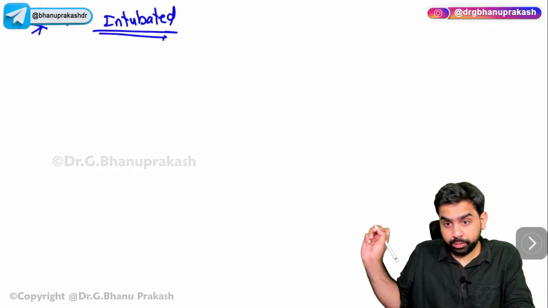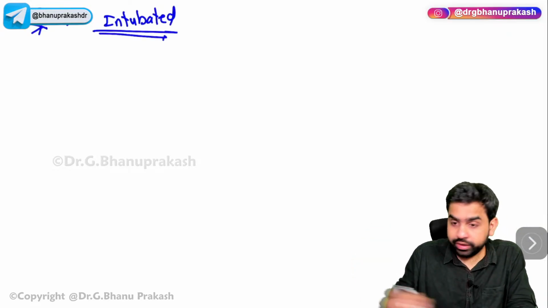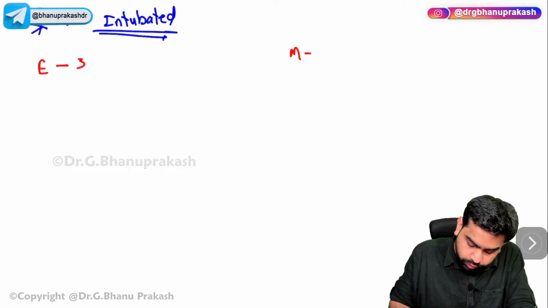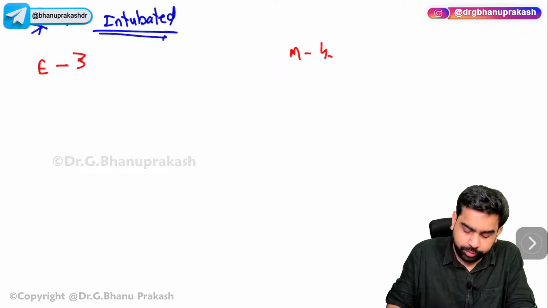Okay, so the patient is intubated, that's fine. Now when you looked at the GCS of this particular patient, what you found was that the eye opening response was, let's say, 3. The motor response was, let's say, 4. So if I ask you what is the GCS of this particular patient, what is the answer?